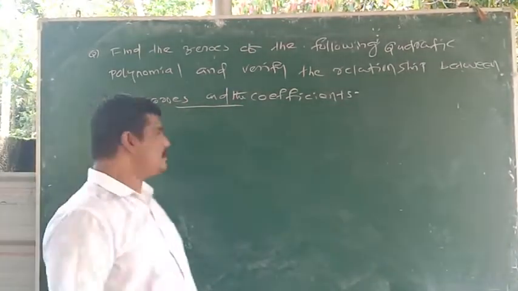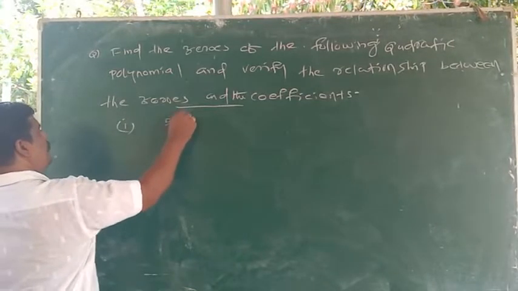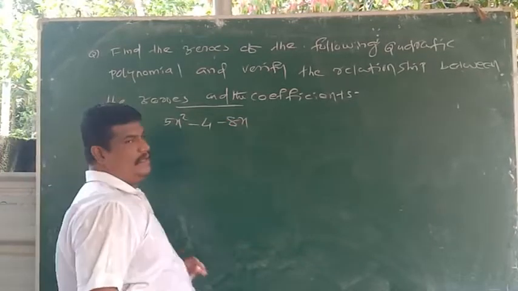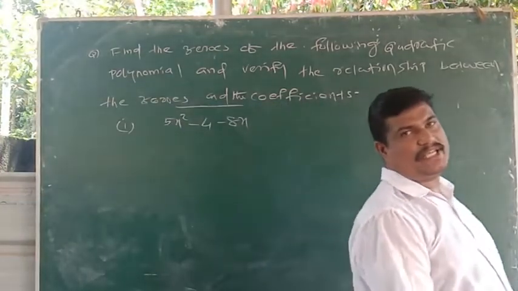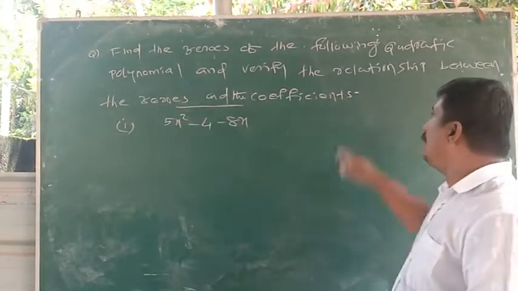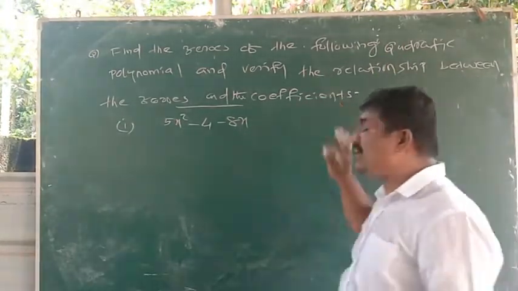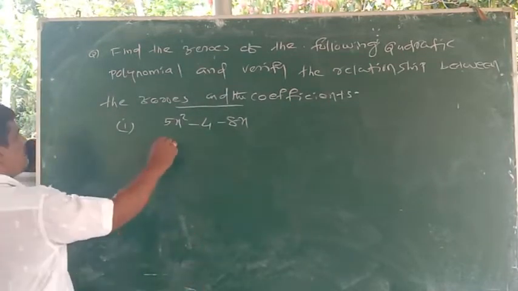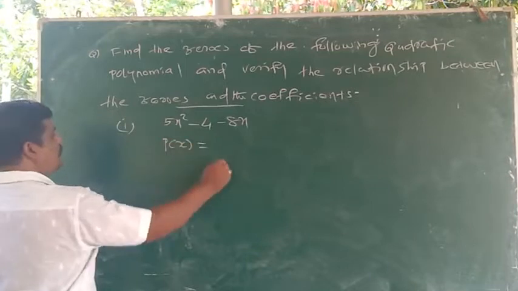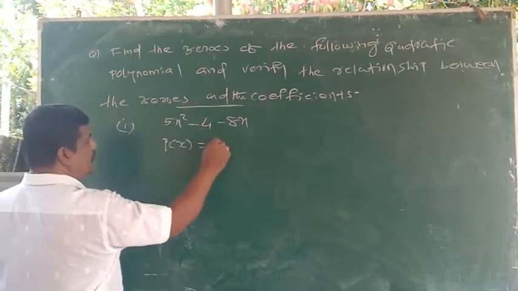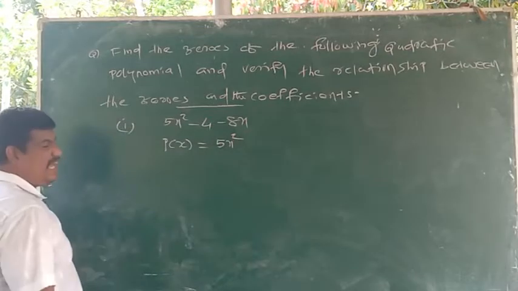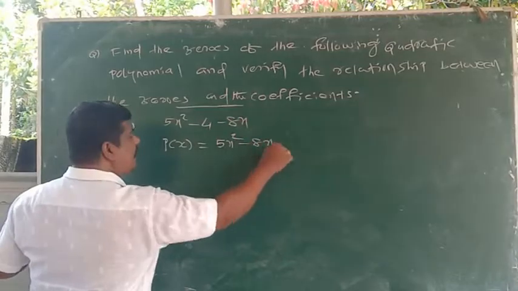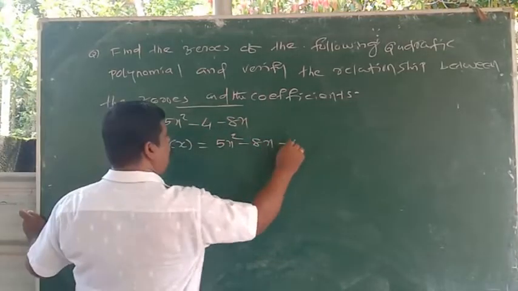5x square minus 4 minus 8x is the first polynomial. We have to find out the zeros first and verify the relationship between the zeros and the coefficients. So here, first write it in the standard form. P of x is equal to 5x square, first the maximum degree term, then the next term of degree 1, minus 8x, and the last is the constant term, minus 4.